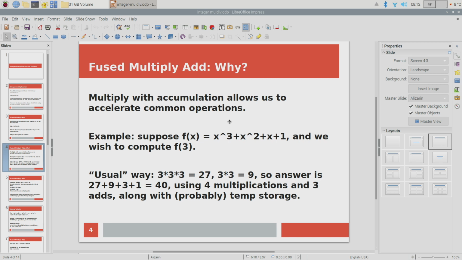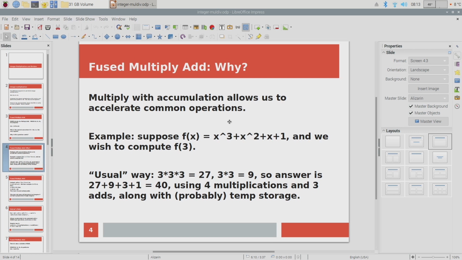So let's suppose that you had a polynomial, and just for sake of example, I picked a real easy one. Let's just say I had x cubed plus x squared plus x plus 1, and I wanted to compute f of 3. Well, what would be the usual way that you would do this if you were in math class? We'd say, okay, well, 3 times 3 times 3 is 3 cubed, that's 27. 3 times 3 is 9. And so the answer should be 27 plus 9 plus 3 plus 1, and that gives us 40. Right? That's how you do it in math class, and that's perfectly good in math class.